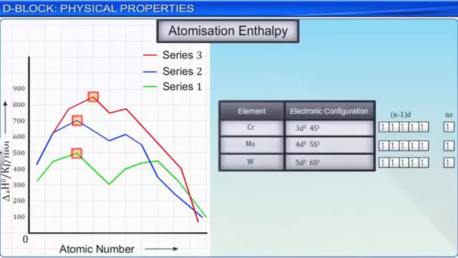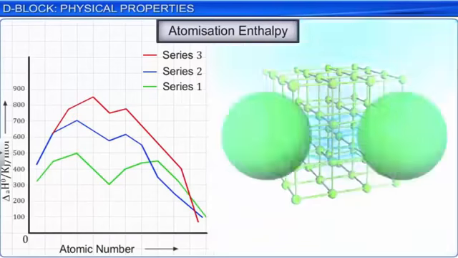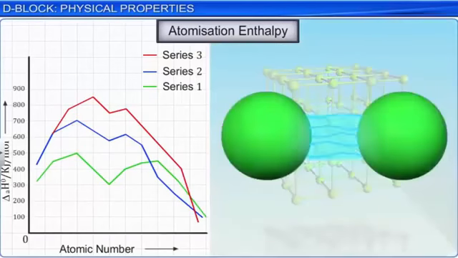The maxima in each series indicate that interatomic interactions are stronger in half-filled d orbitals. It means that the greater the number of unpaired electrons, the stronger are the interatomic interactions and the stronger is the bonding between atoms. Consequently, the higher are the enthalpies of atomization.